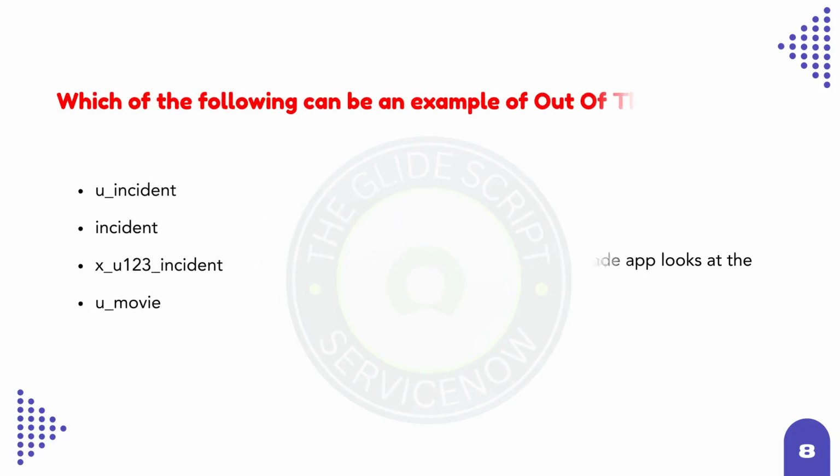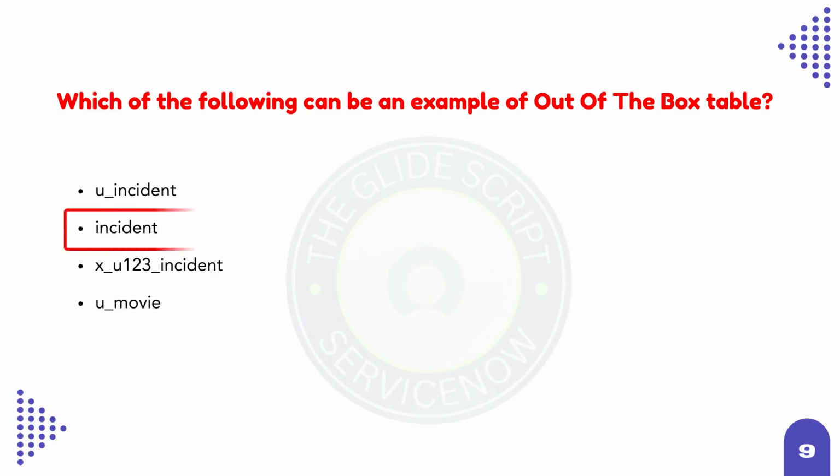And the next question is, which of the following can be an example of an out of the box table? And there are 4 options given: u_incident, then incident, x_, and then u_movie. And the correct option is the second one, incident. Incident is the out of the box.